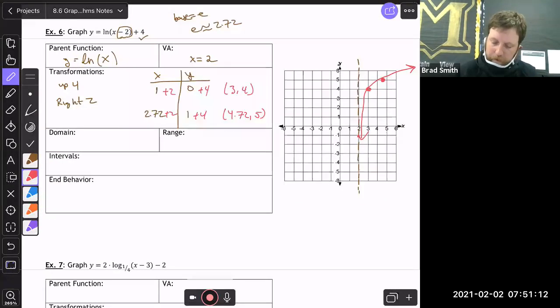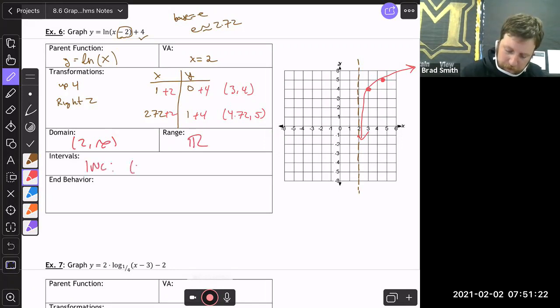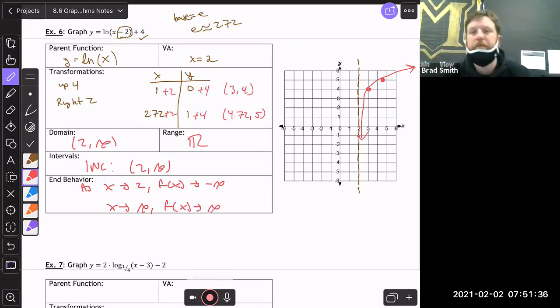All right, then if I come over here, fill in the gaps, my domain, 2 to infinity. Range is all real numbers. Intervals, it's increasing over your domain. And then as x approaches 2, my function's going down. And then as x approaches positive infinity, my function's going up. Cool.